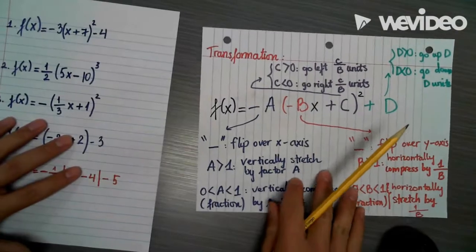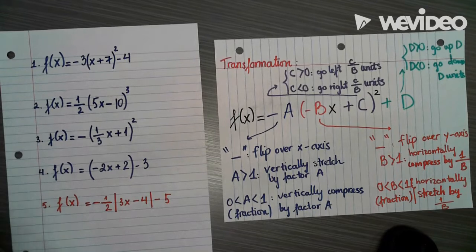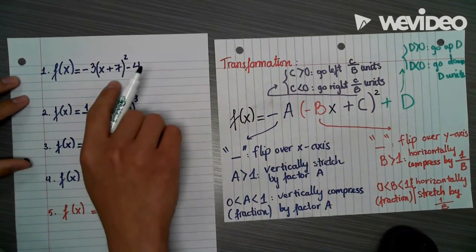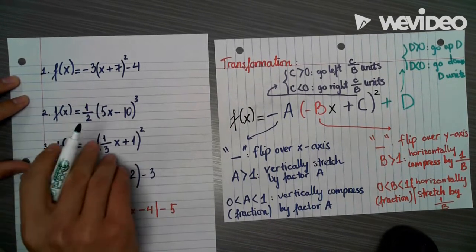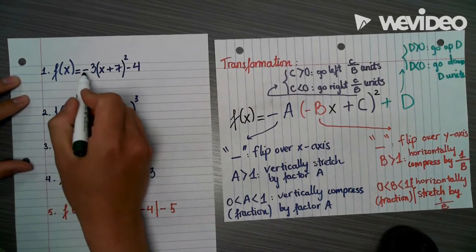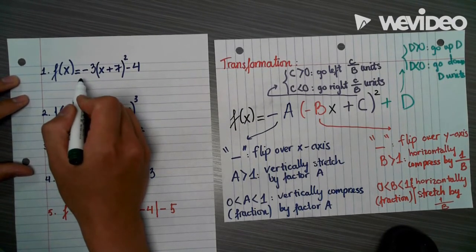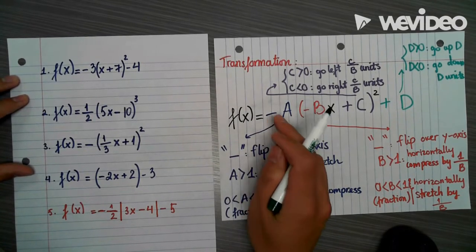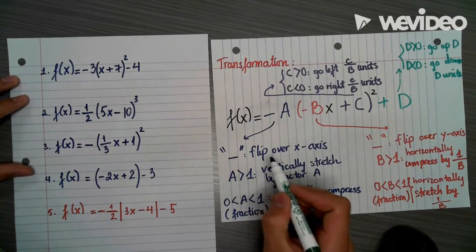I'm going to put it on the screen here, and these are our problems. Now we're going to take a look at our function. First of all, we just go from the left to the right. I see that there is a negative sign outside of the parentheses, so this will flip over the x-axis.